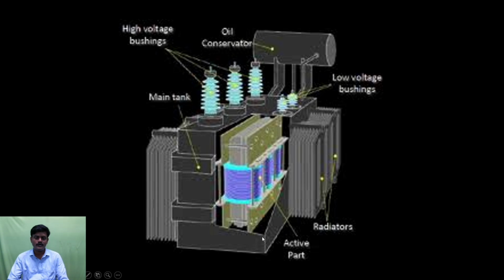This is the oil tank. Why are we having the oil tank here? In order to cool this transformer winding. When we pass the current, it will get heated. So in order to reduce the temperature of the coil, I have to make some cooling arrangement. Here I am using the transformer oil.